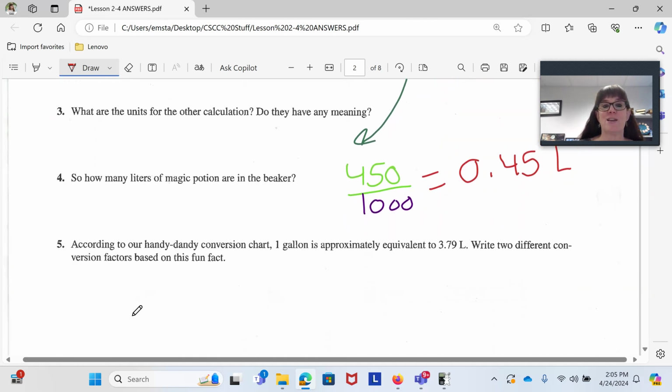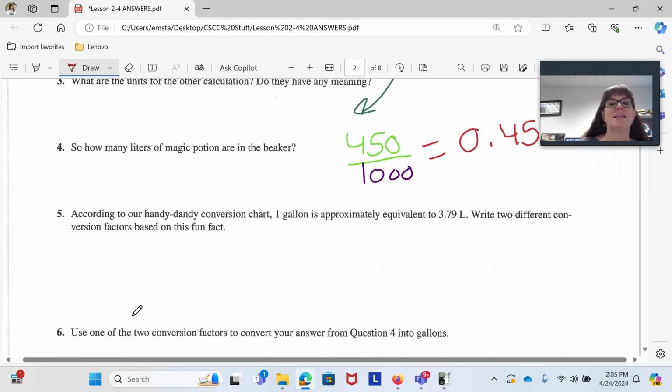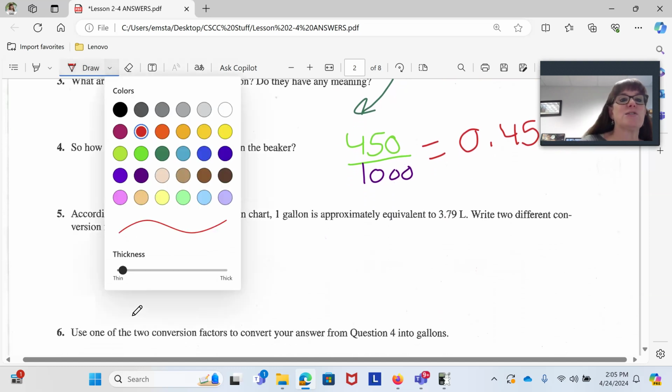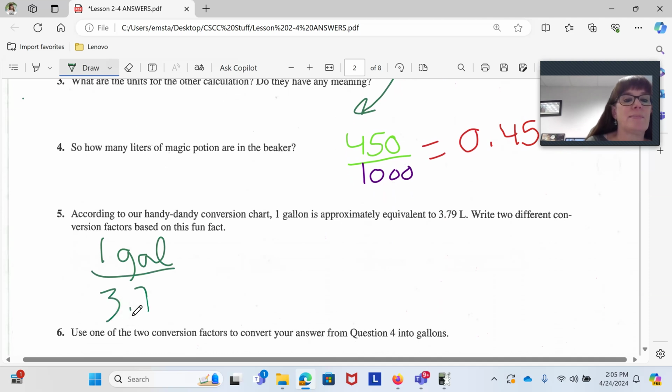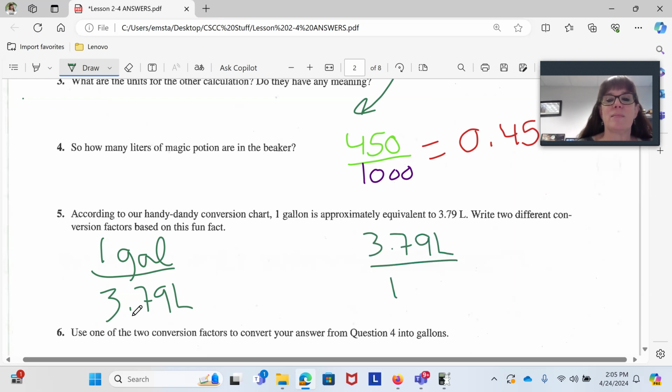Number 5 gives us another conversion. They tell me that 1 gallon is equal to 3.79 liters. And again, they want me to write the two different conversion factors. So I can write 1 gallon on top over 3.79 liters on the bottom. Or I can flip it. I can put 3.79 liters on top and 1 gallon on the bottom.